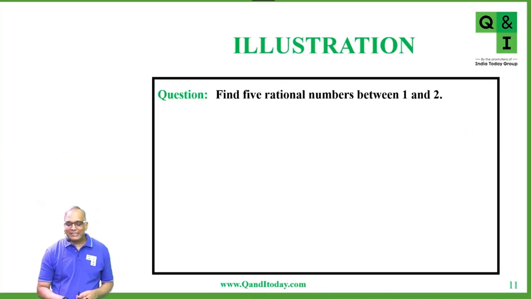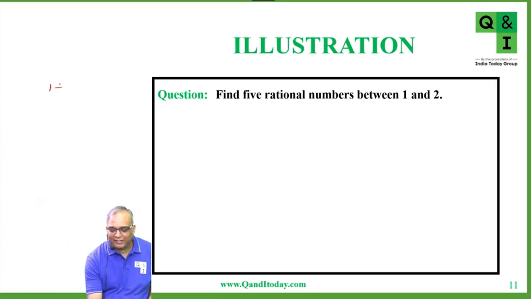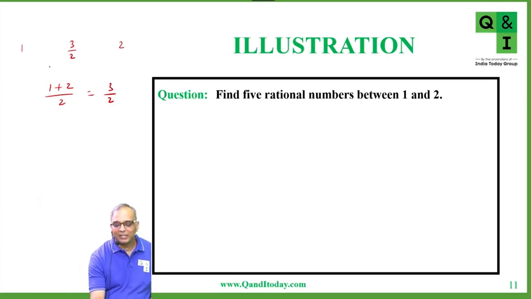Now the question is find 5 rational numbers between 1 and 2, right? So to solve these kind of questions, there are 2 methods to do that. One is that you find the numbers one by one by finding the average. So a number between 1 and 2: you find an average by 1 plus 2 divided by 2, which is 3 by 2. So you got a number 3 by 2 in between 1 and 2.